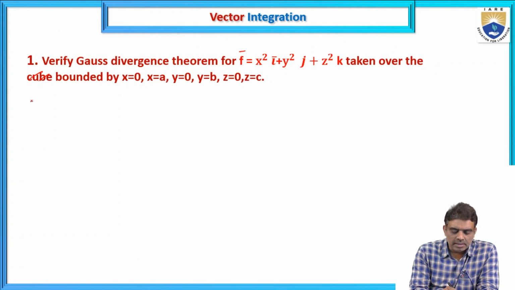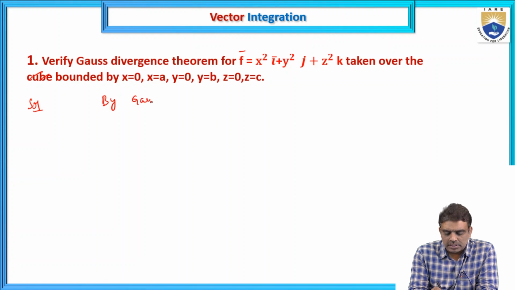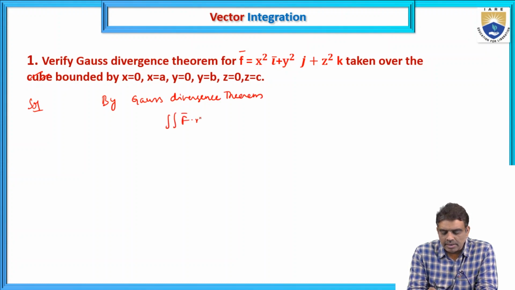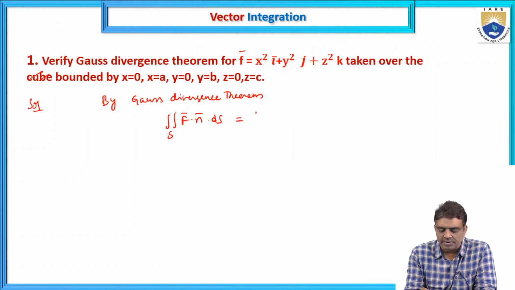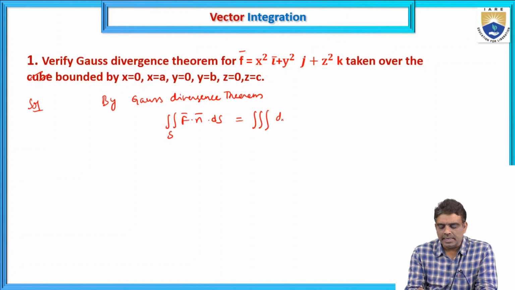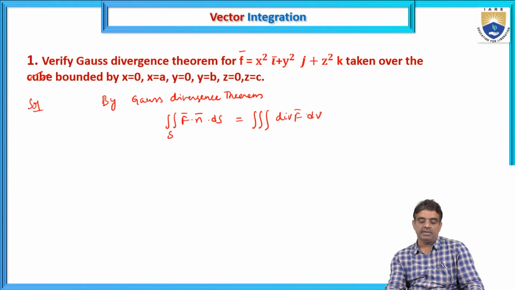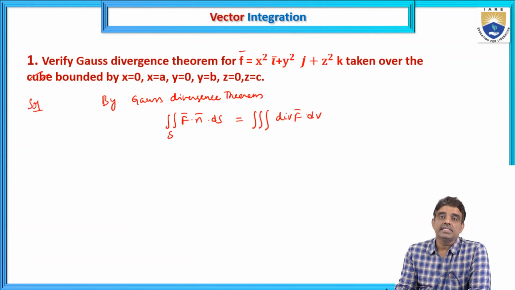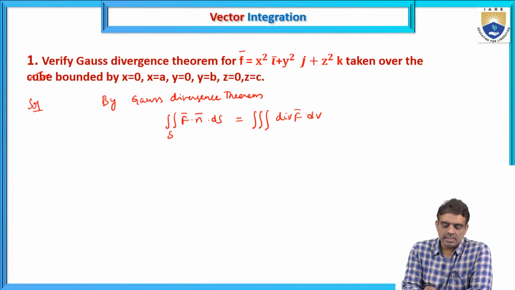So we know that by Gauss divergence theorem, double integral f bar dot n cap ds over the surface S is equal to triple integral div f bar dv. That is the statement of the theorem. The Gauss divergence theorem is the relation between the surface and volume integrals.